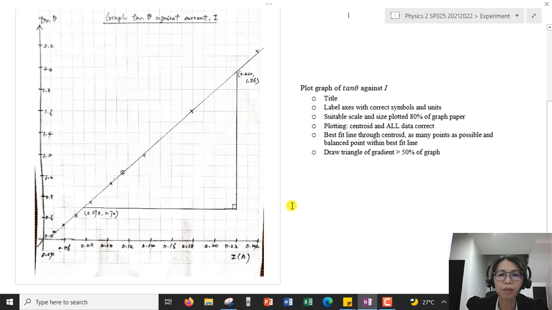Choose a suitable scale so that your plotted graph will cover more than 80% of the graph paper. You do not need to start from 0, it is okay. Plot all the points correctly, including the centroid. After that, draw your best fit line passing through the centroid and as many points as possible, and try to balance the points around the best fit line.